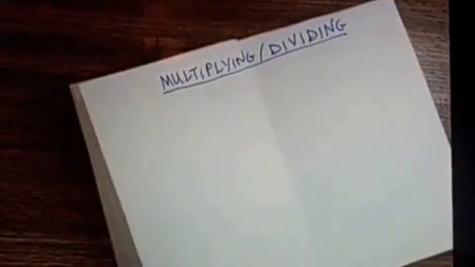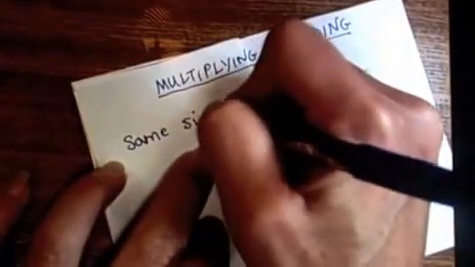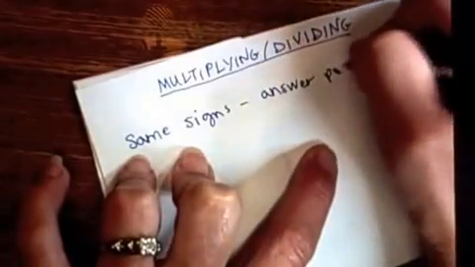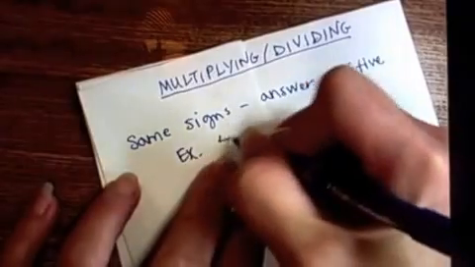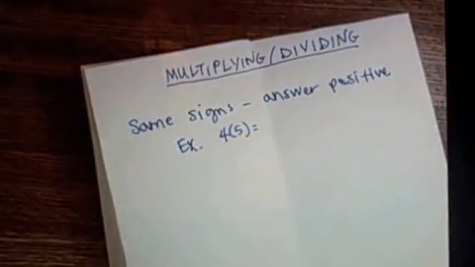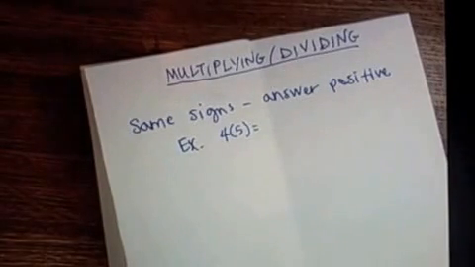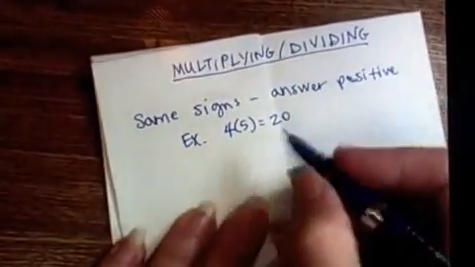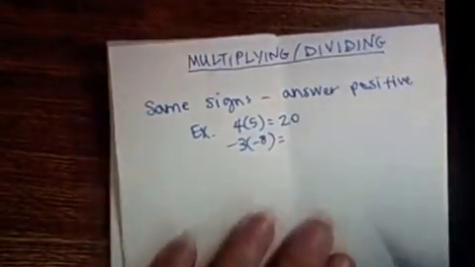With multiplying and dividing, when you have the same signs, your answer is positive. For example, 4 times 5. Remember that multiplying a number with a set of parentheses, that means multiply when you have a number next to a set of parentheses. And so 4 times 5, they're the same sign, so your answer is positive, 20. Another example, negative 3 times negative 8. They are the same sign, so your answer is positive, 24.